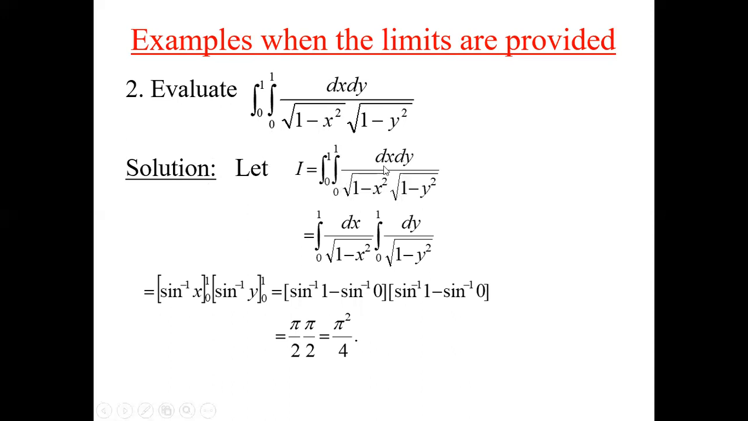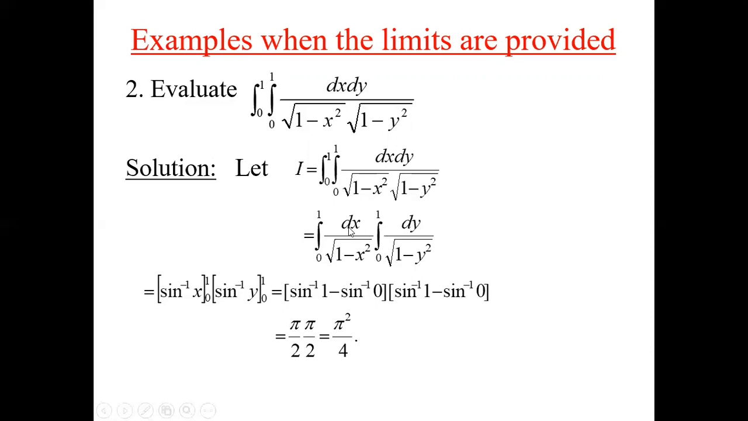Here, if you see the functions, these are independent of each other. That means you can put root of 1 minus x square as one function of x and root of 1 minus y square as another function of y. Then the limits are also the same. Therefore, you can write this as the integral from 0 to 1 dx upon root of 1 minus x square and the integral from 0 to 1 dy upon root of 1 minus y square.